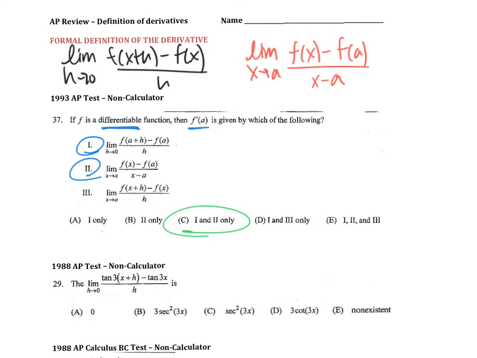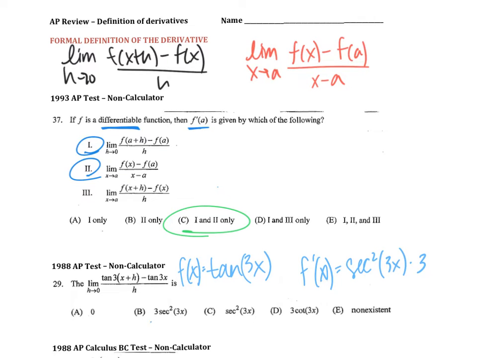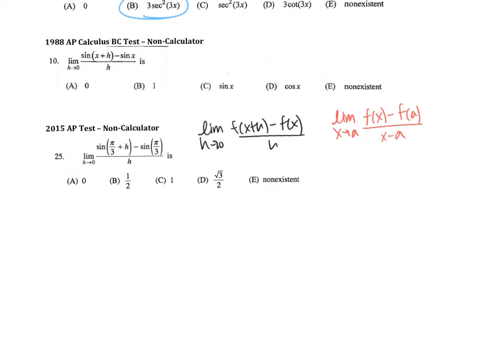On 29, they're asking for the derivative without saying anything. So they're asking what is the derivative of the function. And what we need to be able to do is extract what the function is. So we are using this definition of the derivative as h approaches 0. So my function is f of x. So in this case, my function is the tangent of 3x. Go ahead and get the derivative of that. Do not forget the chain rule. The derivative of tangent is secant squared of 3x times the derivative of 3x, which is 3, getting me an answer of B.